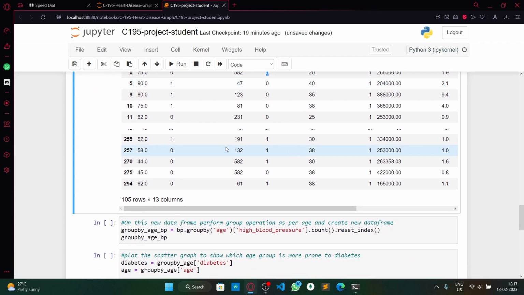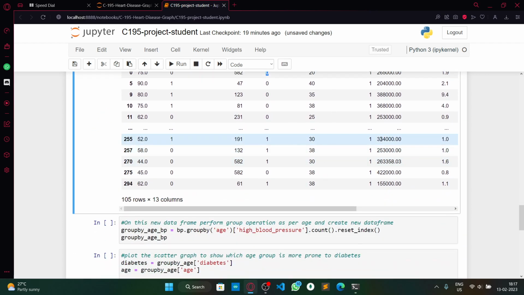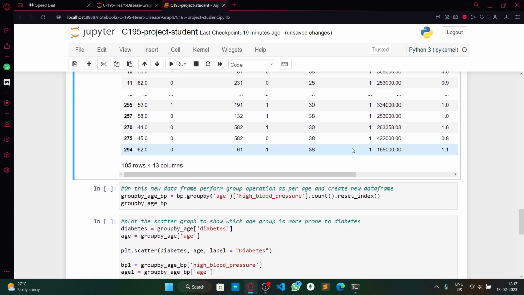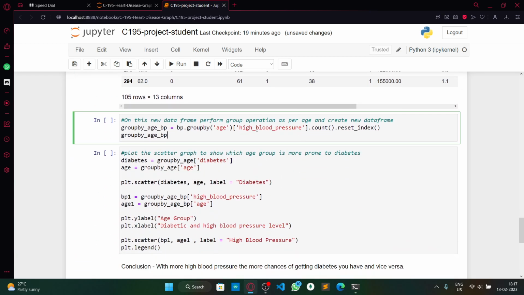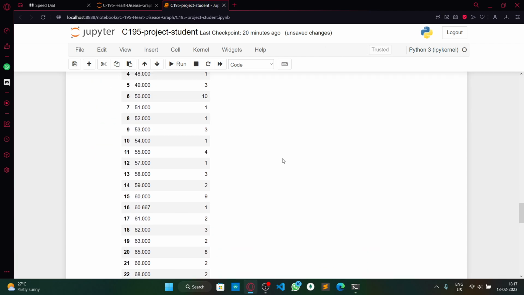So we are going to find the correlation between diabetes and high blood pressure now. You see a few are diabetic and also have high blood pressure, so we are going to find a correlation now. We are just going to group by age: 41 high blood pressure, 45 5, 50 10.